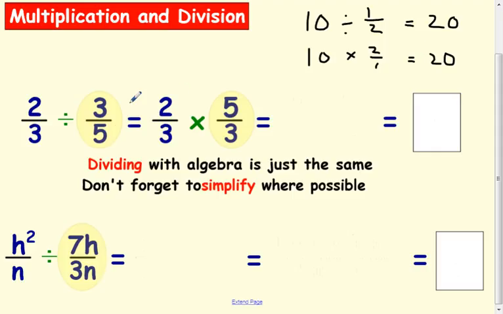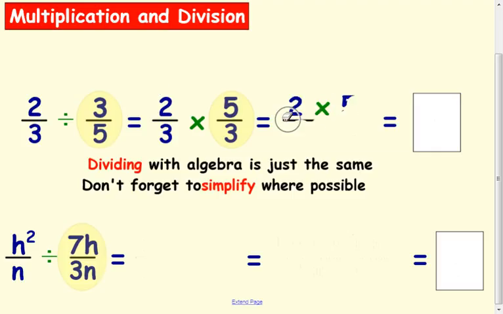This is just applied to harder fractions like this. Okay, so it's the second fraction you flip and then you do a multiplication. Right, so we have to multiply this bit here. So 2 times 5 and 3 times 3. So that's 10 over 9.